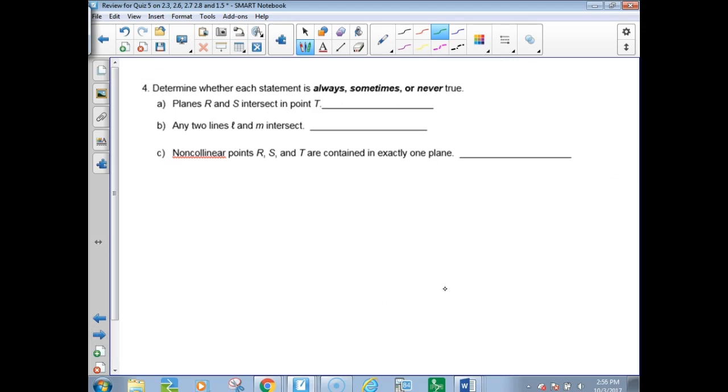Okay, determine whether the statement is always, sometimes, or never true. I don't necessarily have these exact questions, but the concepts could be there within the quiz tomorrow, and we do need to keep on knowing these. If planes R and S intersect at a point T, can two planes, two full flat surfaces, run into each other in just one little point? I hope that doesn't make any sense to you. It's like saying two pieces of paper can crash together in a dot. They can't. It's going to be more than a dot, okay? So this would be never.